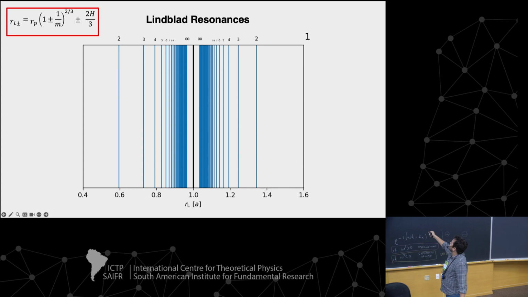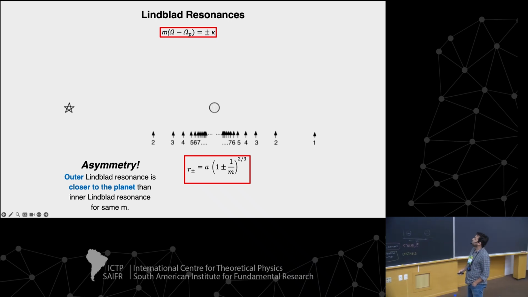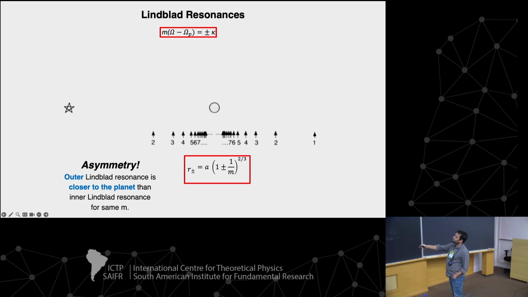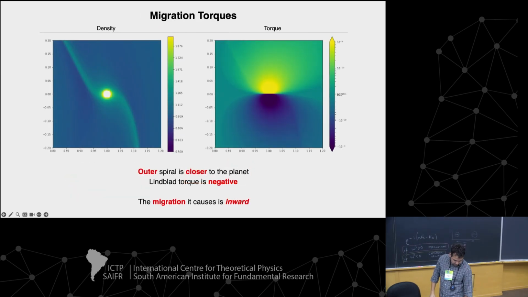And as you see, turns out that the outer one is a little bit closer than the inner, and that's why the outer one wins, because it ends up being closer to the planet. All right. There is an asymmetry in the location of these resonances, so that the outer Lindblad resonance is closer to the planet for the same value of m. The outer one wins, and then the planet migrates inwards. Right. So you compute torques here for the inner and the outer one wins. You have inward migration.